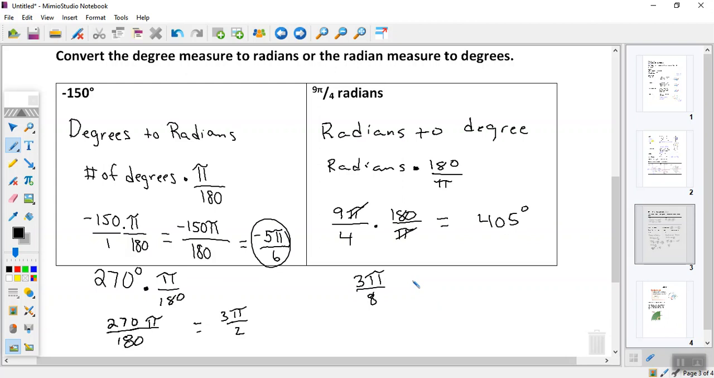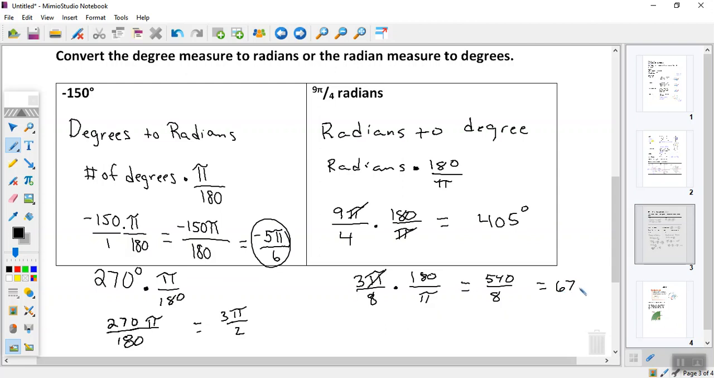Doesn't have to always be a whole number, no. You might have some decimals at times. What do I multiply by, friends? 180 over pi. Conveniently, what cancels here? So I'm really going what times what divided by what? So this becomes 540 divided by 8. 67.5. You are on the ball today. I love it. How many had 67 and a half degrees there? Okay. You guys feeling okay about this conversion then?